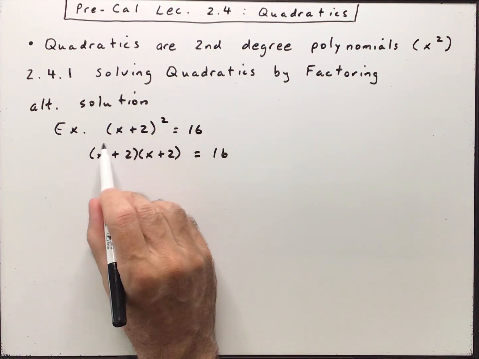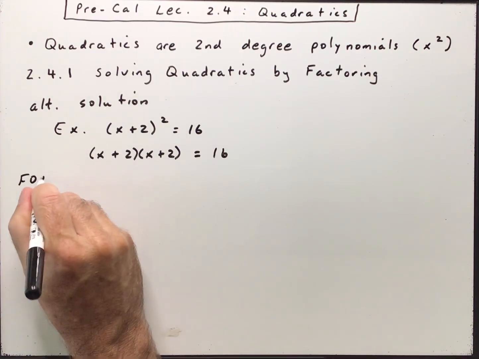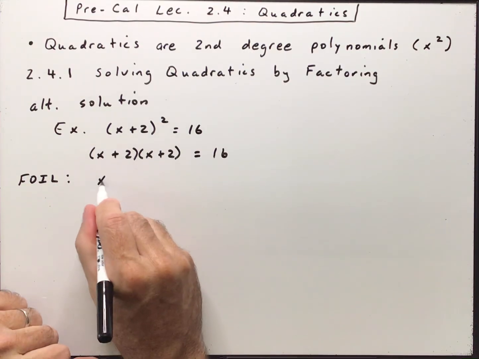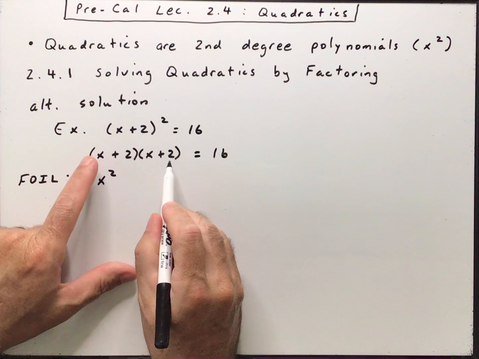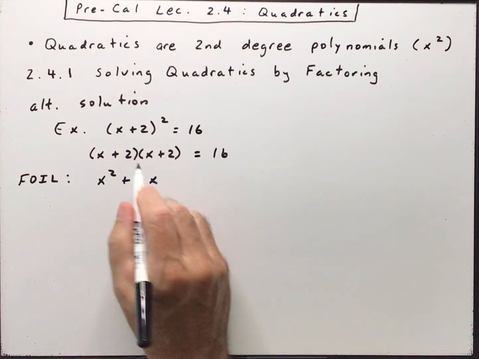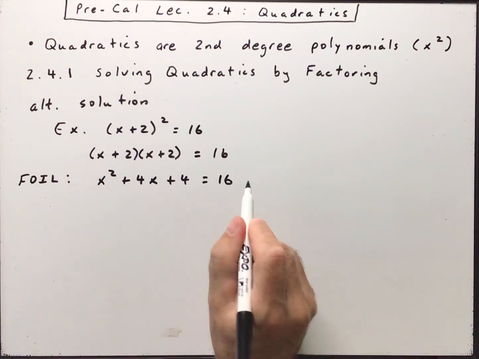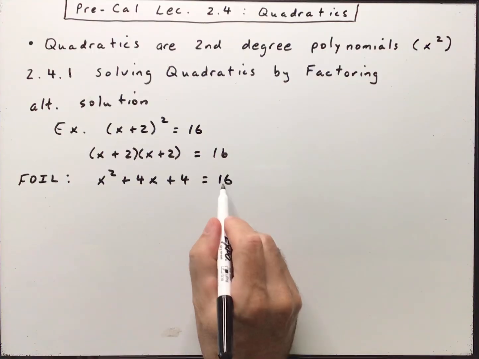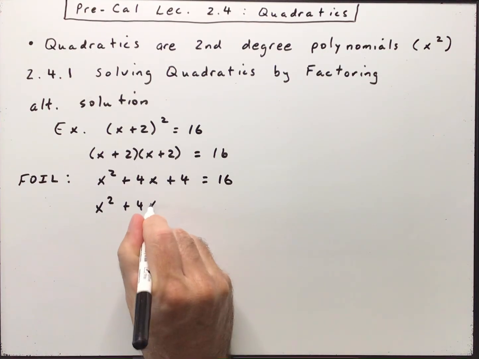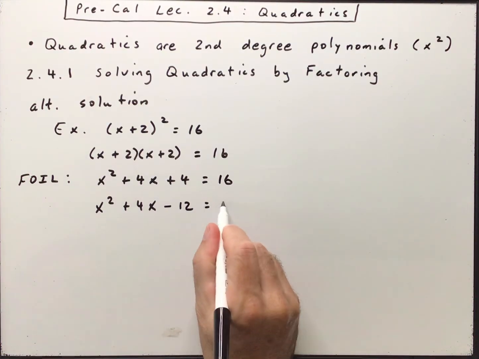Itself multiplied by itself. All right, now I'm going to FOIL this out. First term, x squared. And then you'd have plus 2x plus 2x, so the outside and the inside would add up to 4x. And then 2 times 2 would be plus 4 is equal to 16. Now I've got to set this equal to 0. So we'd have x² + 4x, and if I subtract 16 from both sides, minus 12 is equal to 0.